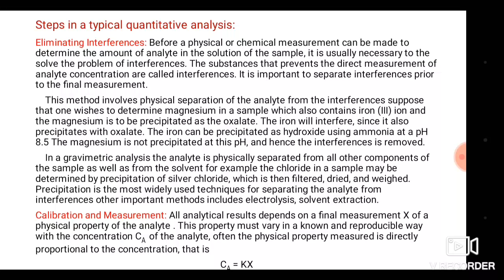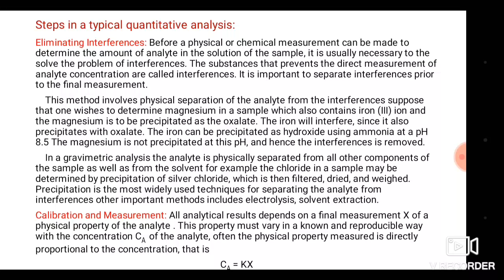Suppose that one wishes to determine magnesium in a sample which also contains iron, and the magnesium is to be precipitated as the oxalate. The iron will interfere since it also precipitates with the oxalate. The iron can be precipitated as hydroxide using ammonia at pH 8.5. The magnesium is not precipitated at this pH, and hence the interference is removed. What is the physical separation? It means the interference is removed by physical means.